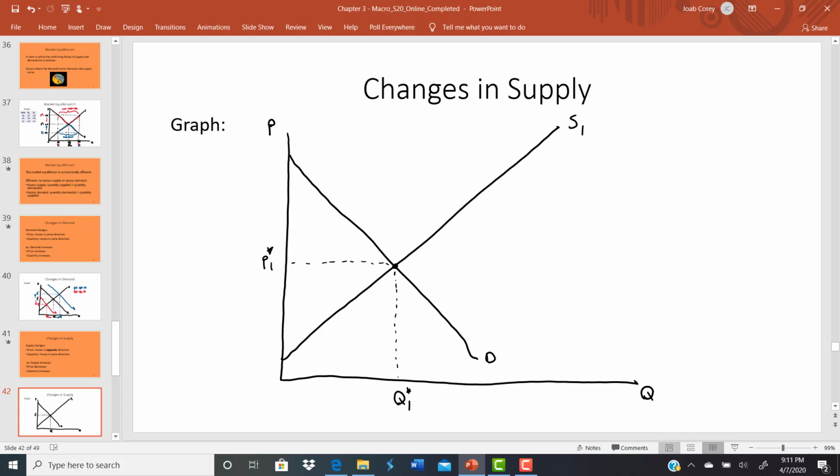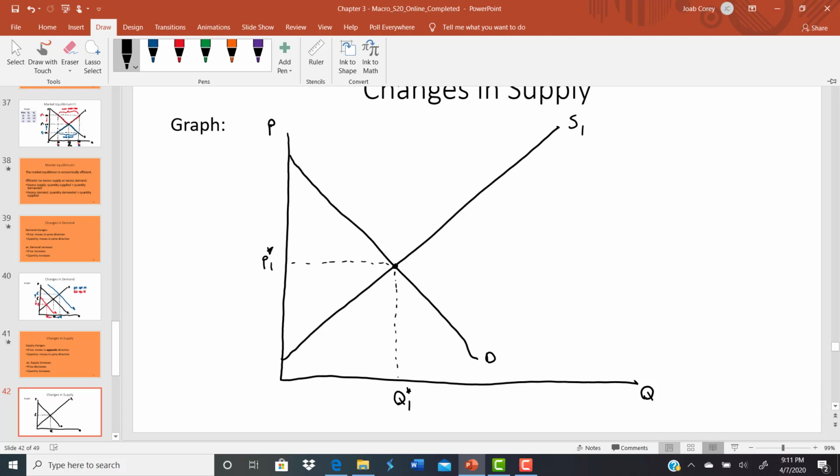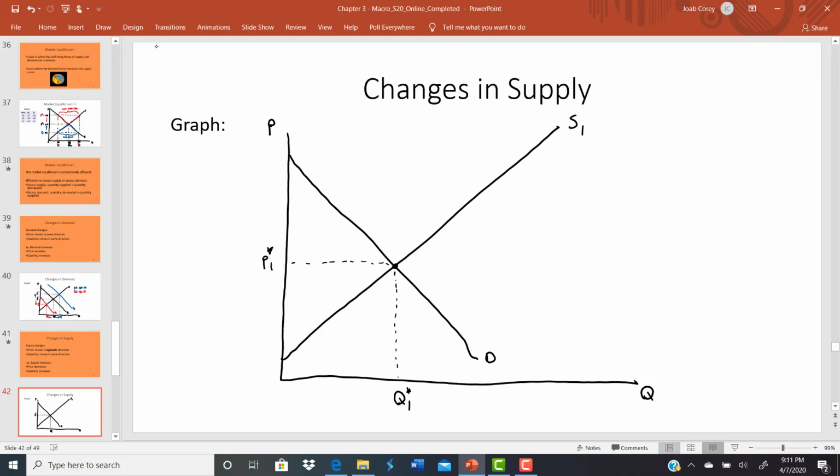So let's say that one of those shifters of supply happens. Let's say that the price of the resource used to produce this good goes down so that it's cheaper to make, so we're going to make more of it. Right? Again, an increase in supply, the only thing you really have to remember is that's going to be a shift to the right of the supply curve. We'll call that S2. And where that intersects that old demand curve, that's going to give us a new market equilibrium, which is going to give us a new equilibrium quantity, call that Q2 star, and a new equilibrium price that we're going to call P2 star, right?